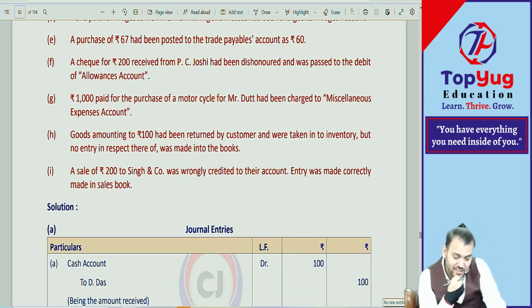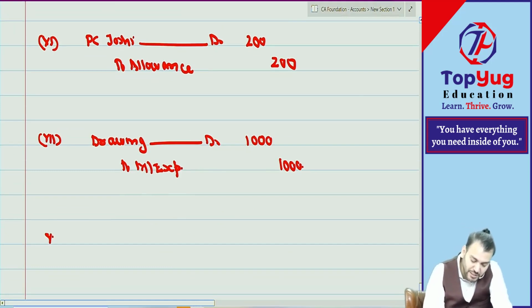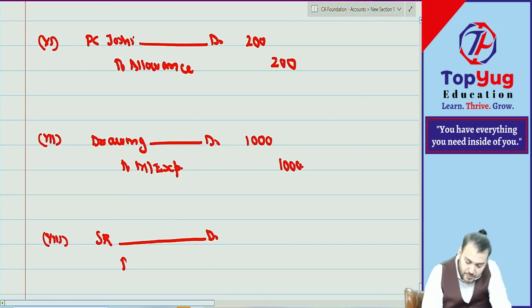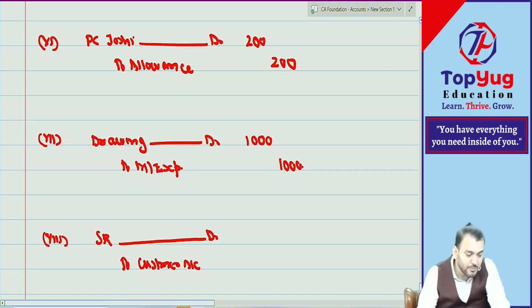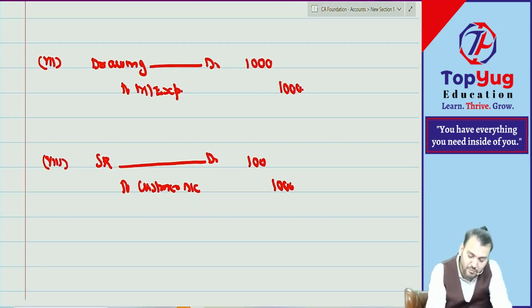Goods amounting to rupees 100 have been returned by the customer. Means sales return was taken into inventory but no entry was made in respect thereof. Means complete omission. What journal entry? Sales return account debit to customer account. They have not given the name of the customer account. Customer account, how much? 100. I think in this nothing was complicated.